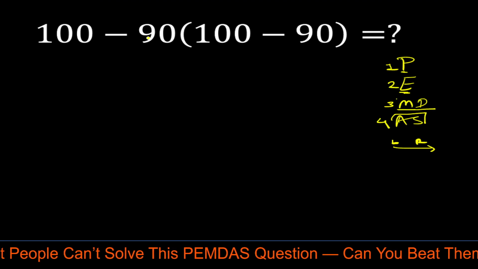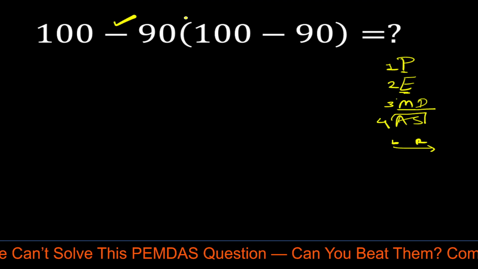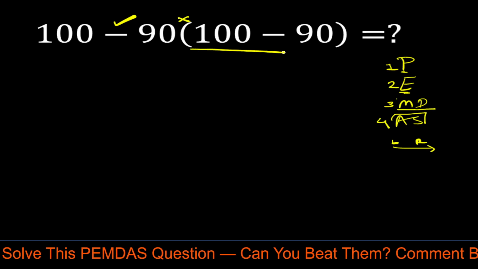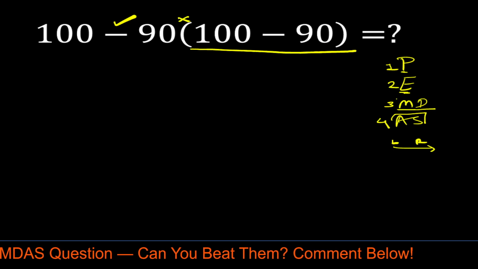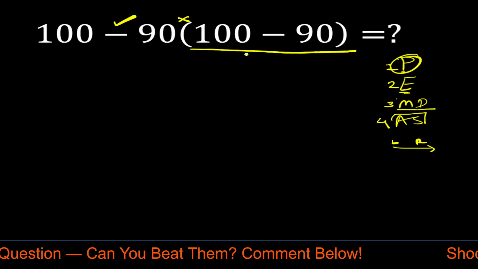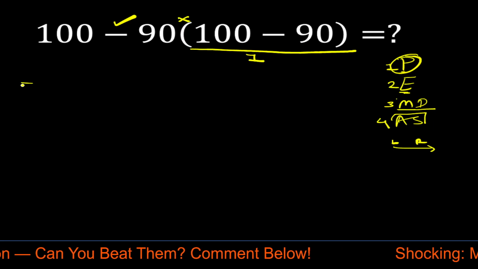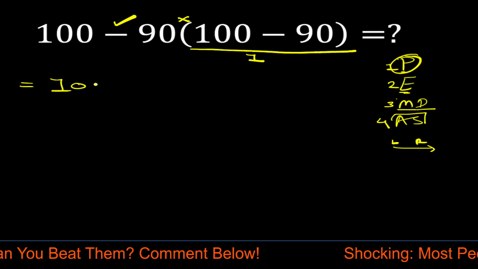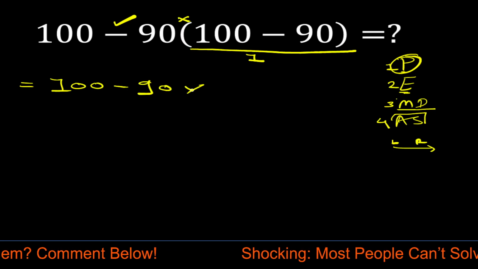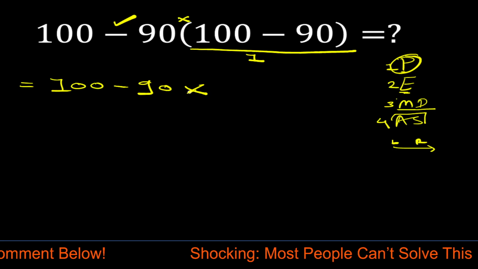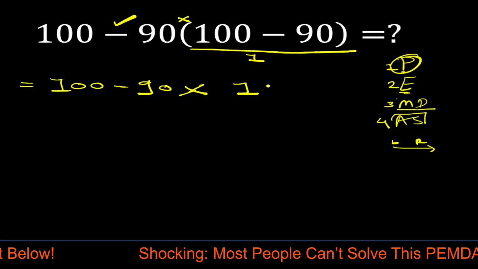So now in this question, here we have one subtraction, here multiplication, and here we have one parenthesis, right? So according to the PEMDAS rule, first we have to solve the parenthesis. So first we have to solve this parenthesis. So now 100 minus 90 times, now solve this parenthesis, 100 minus 90 is equal to 10.